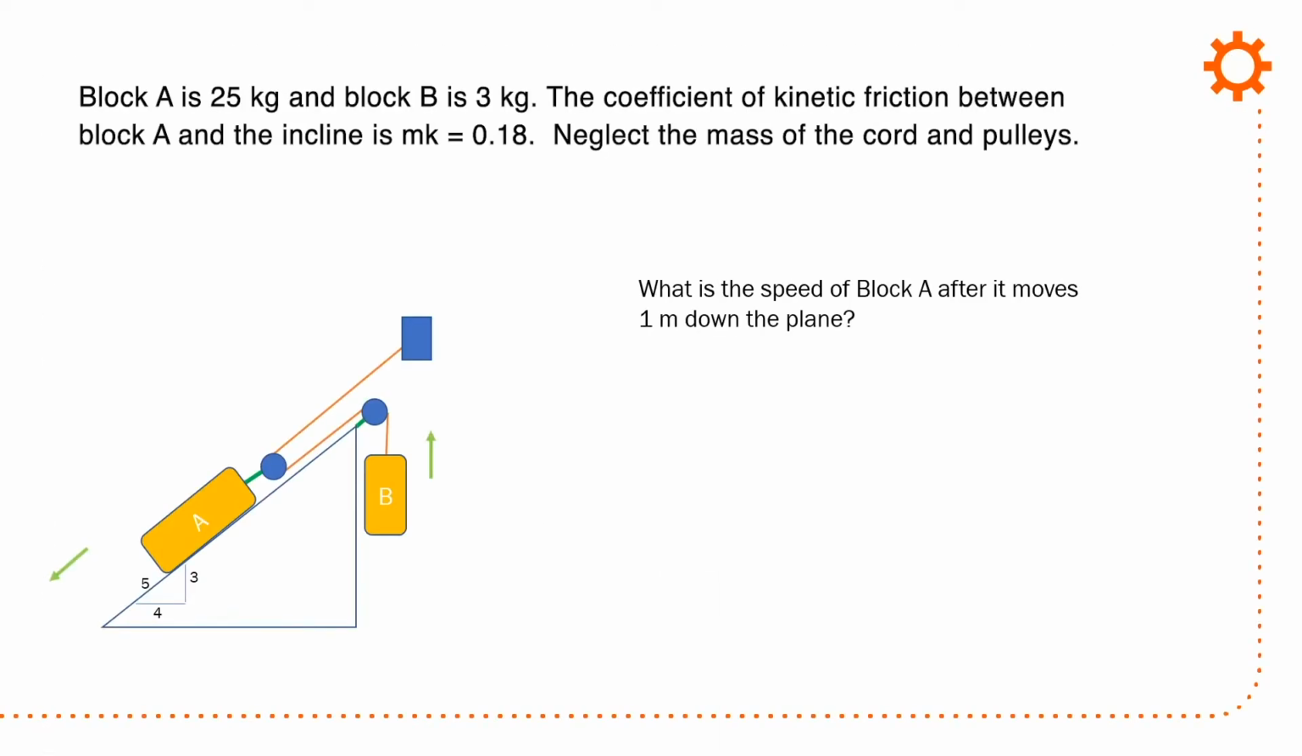So here's another one. Here's a problem I always like, absolute dependent motion. And I have a block A which is 25 kilograms, and a block B which is 3 kilograms. So block A is over here, block B is here. The coefficient of kinetic friction between block A and the incline is 0.18, and you can neglect the mass of the cord and the pulleys. What's the speed of block A after it moves 1 meter down the ramp?